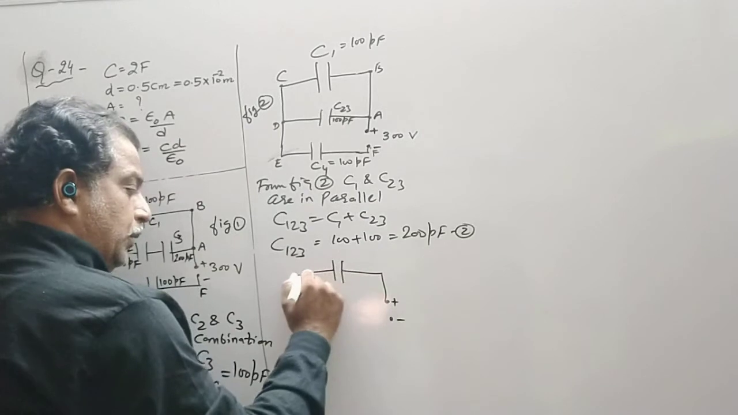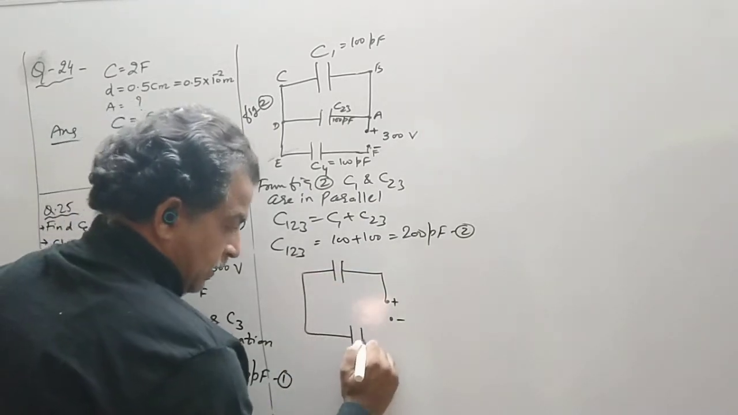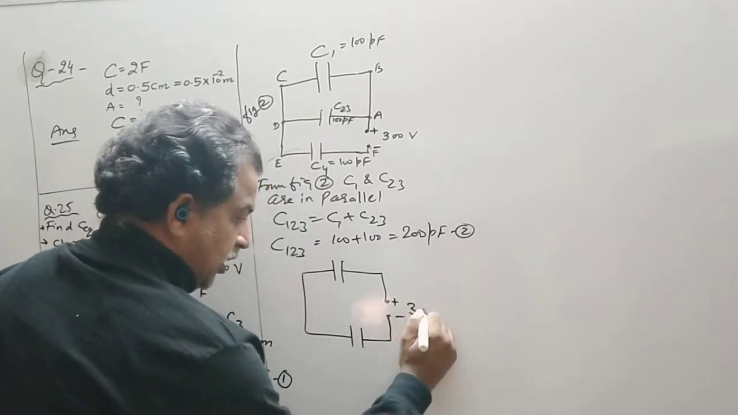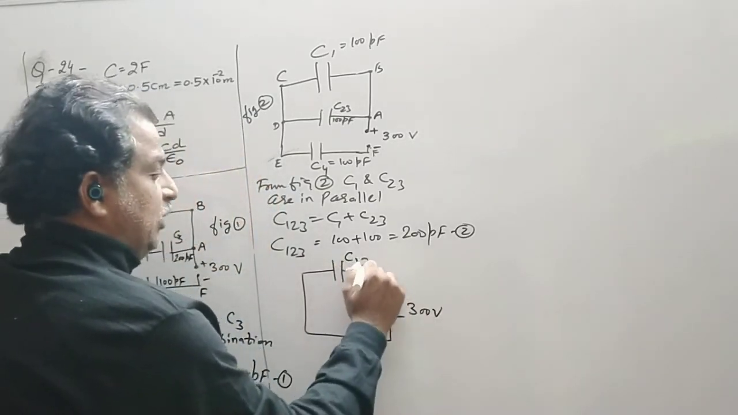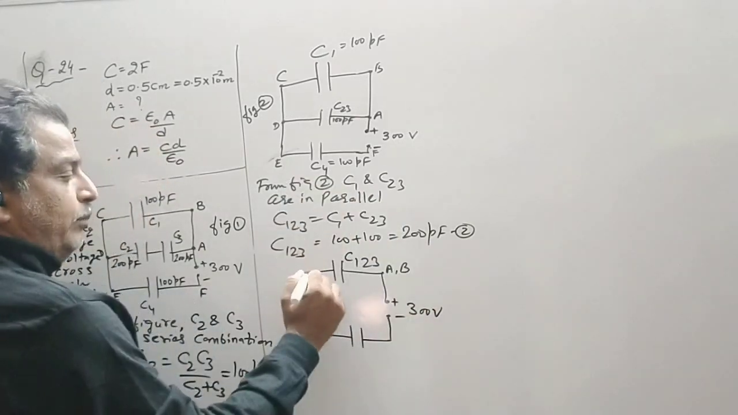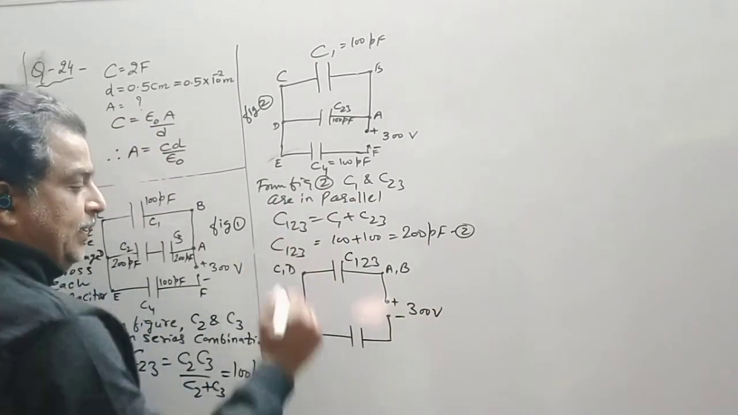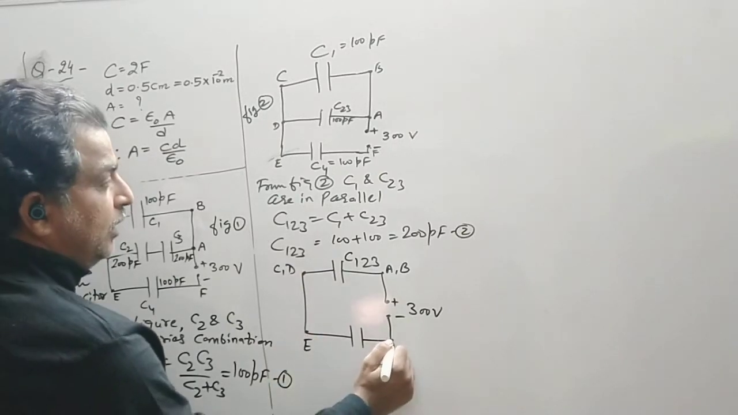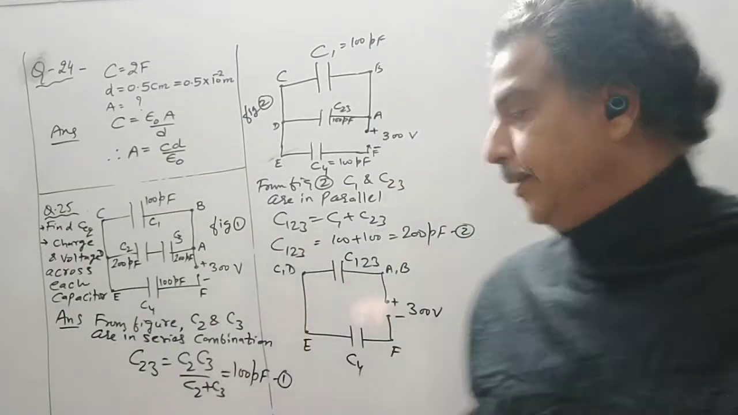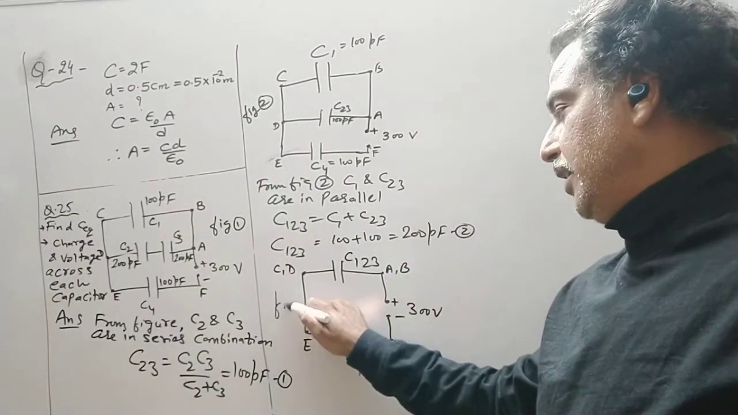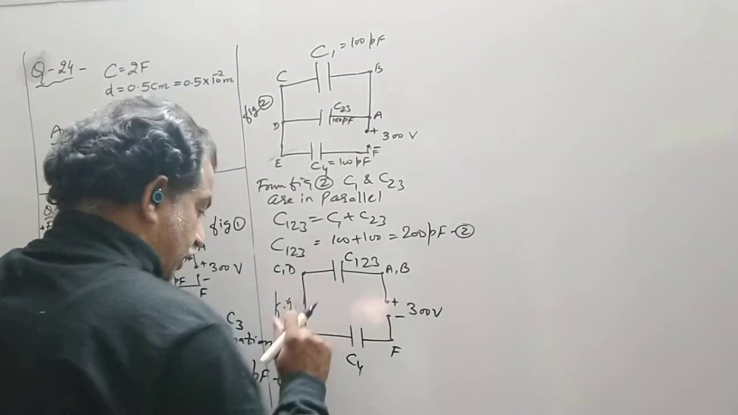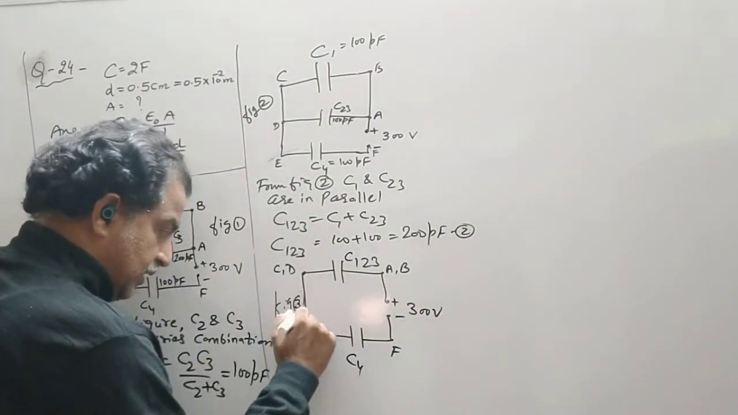So now this is 300 volt. Now I name this as C123. Now this point A and point B combined, and this is our point C and D. This is your point E, and this is your point F. This is C4. So this is figure number 3.